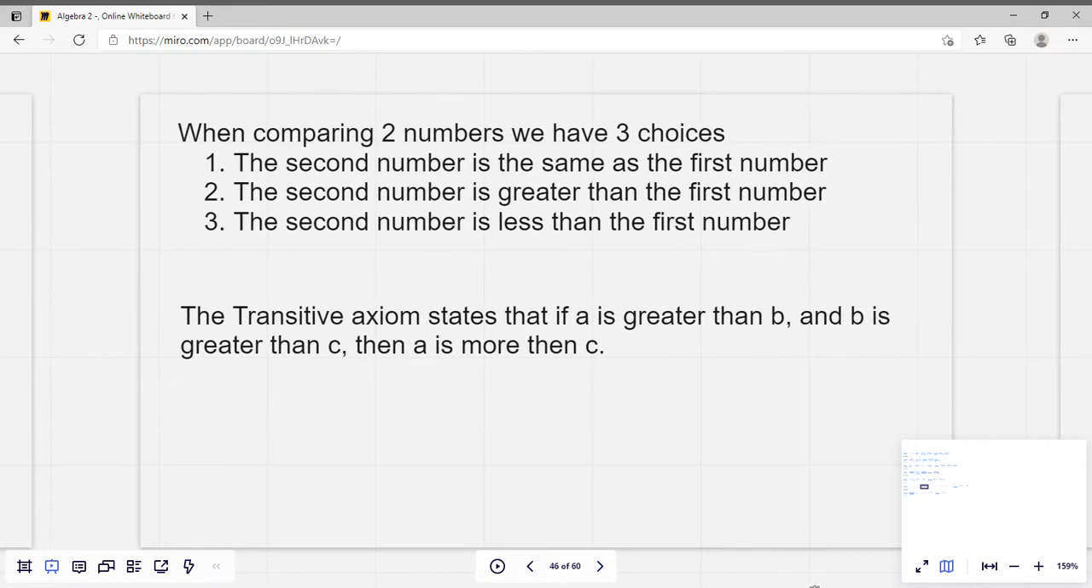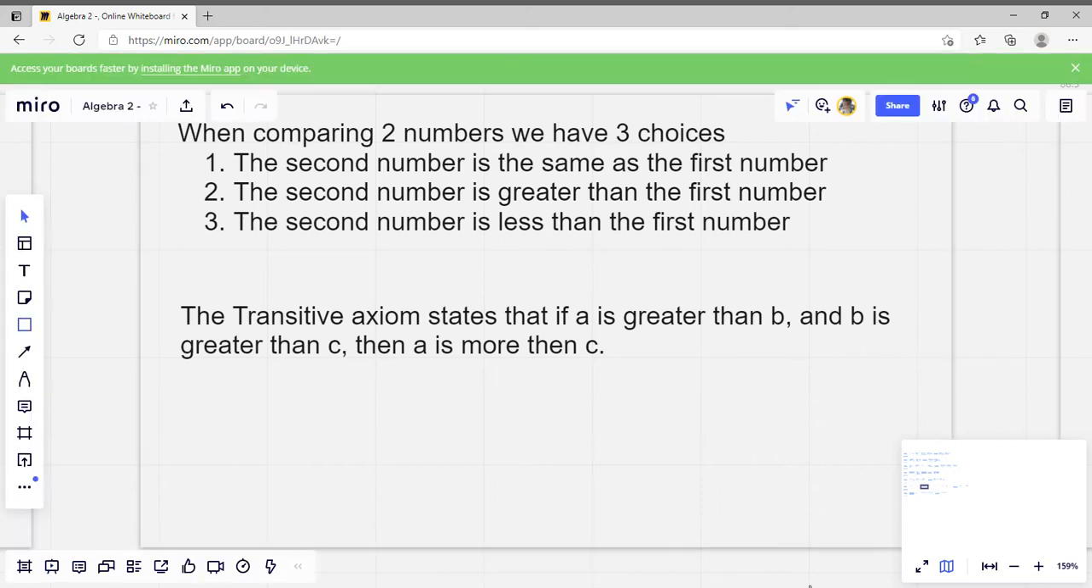Alright, when comparing two numbers, we have three choices. The second number is the same as the first number. Okay, that is going to be equals. They're equal. It's an equal sign. The second number is greater than the first number. So here's our first number, so 1 and 2. Here's our number and our number. Okay, this one, the second number is greater than the first number. So it'll be going that way, right? That one's second number is greater. The second number is less than. Okay, that way.